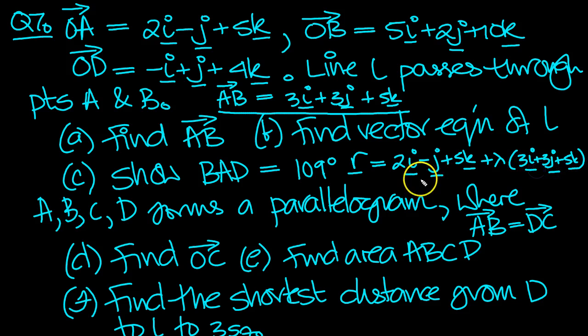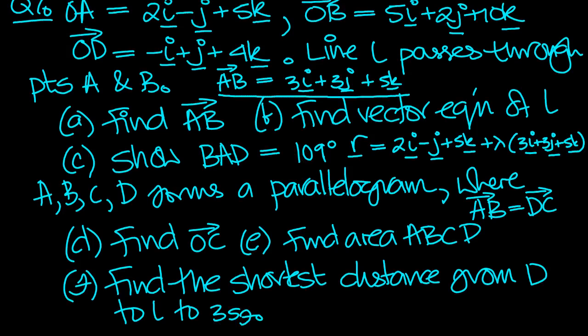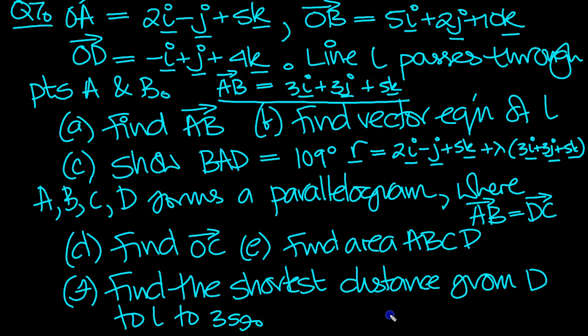That's part B. Show that the angle BAD is 109 degrees. So I need a little picture here. I'm going to draw a little triangle, like so. This is B, this would be A, and this would be D, and we want to show this angle is 109. We'll label it theta. Now, what have we got here? Well, we've got the vector AB, we've already got that here. We need the vector AD. So let's just put that here, AD as a vector.